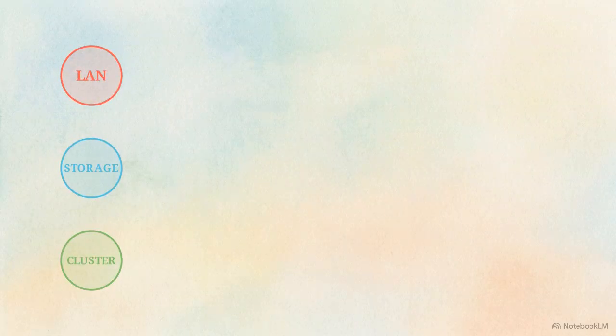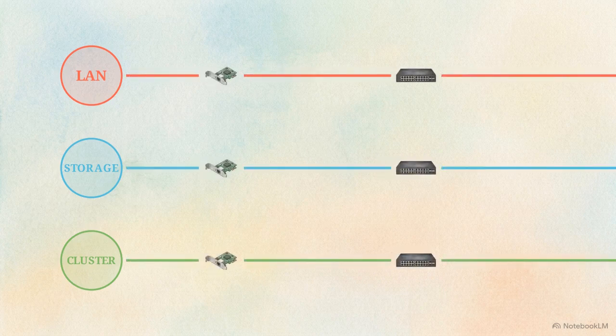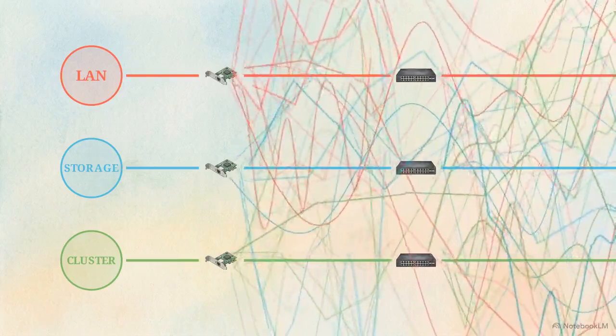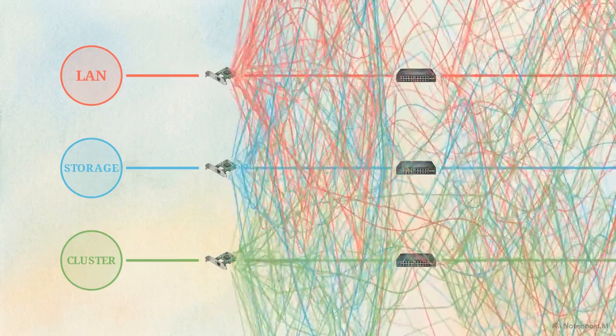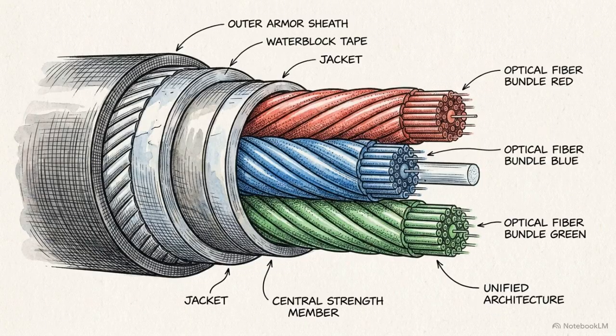We now have three distinct network lanes: LAN, storage, and cluster. But maintaining three separate networks with three separate sets of cables, switches, and adapter cards creates a physical routing nightmare across a data center floor. The enterprise engineering goal is consolidation, forcing all three distinct traffic types to travel across one single, unified physical wire.